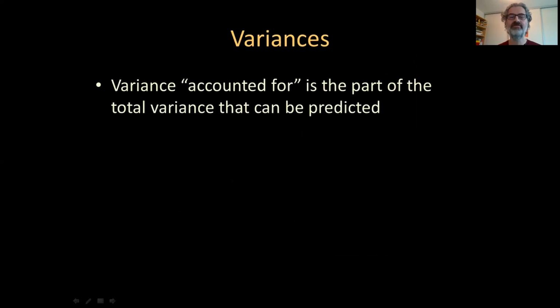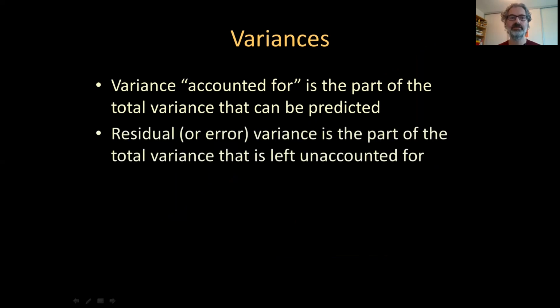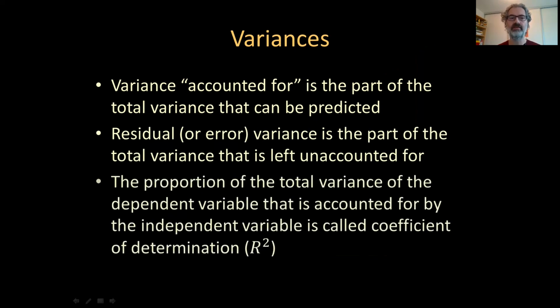The variance accounted for is the part of the total variance that can be predicted by our independent variable using the regression line. The residual or error variance is the part of the total variance that is left unaccounted for, at least unaccounted for by this one independent variable. And the proportion of the total variance of the dependent variable that is accounted for by the independent variable in this way is called the coefficient of determination. It is usually represented like this with a capital R square.